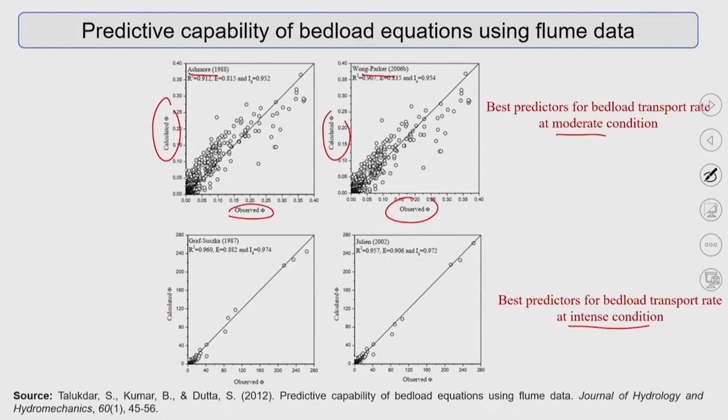But similarly, if you look at intense conditions, it is quite interesting because the data is quite well spread, varying from 0.00 to 0.40 on one axis and going up to 280 on the other. As the data spreads, if you look at Julien 2002 or Graf 1987, both the observed and predicted values agree quite well.